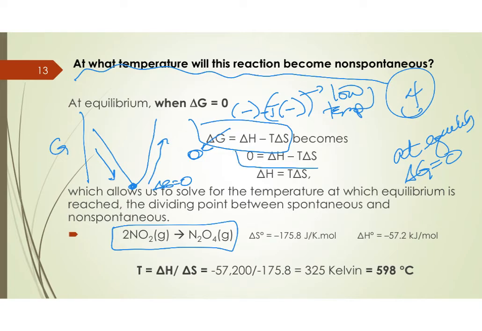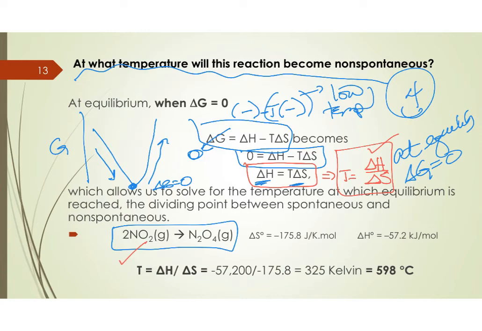What happens when you do so? You can rearrange the equation and get that delta H equals T delta S. Very important equation. Okay, delta H equals T delta S. So now you can solve for temperature. You can rearrange that one more and say that temperature, when delta G equals 0, would be equal to change in enthalpy over change in entropy. Okay, so that becomes easy as long as you know how to do it. And so let's go ahead and do that.